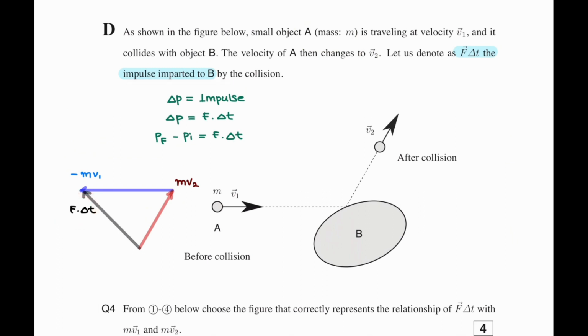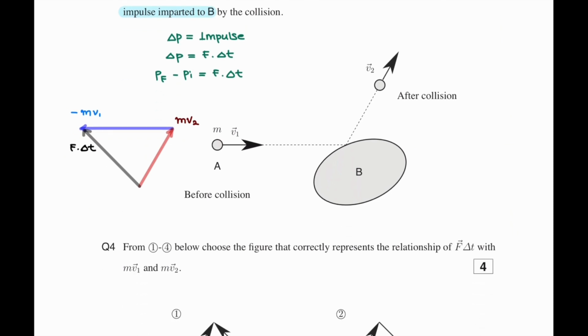That's why I highlight this sentence. So to find the impulse of object B, as they ask, we need to oppose the direction. When object A is in contact with object B, object A will exert a force on object B. At the same time, object B will exert a force on object A. That's the example of an action-reaction force.